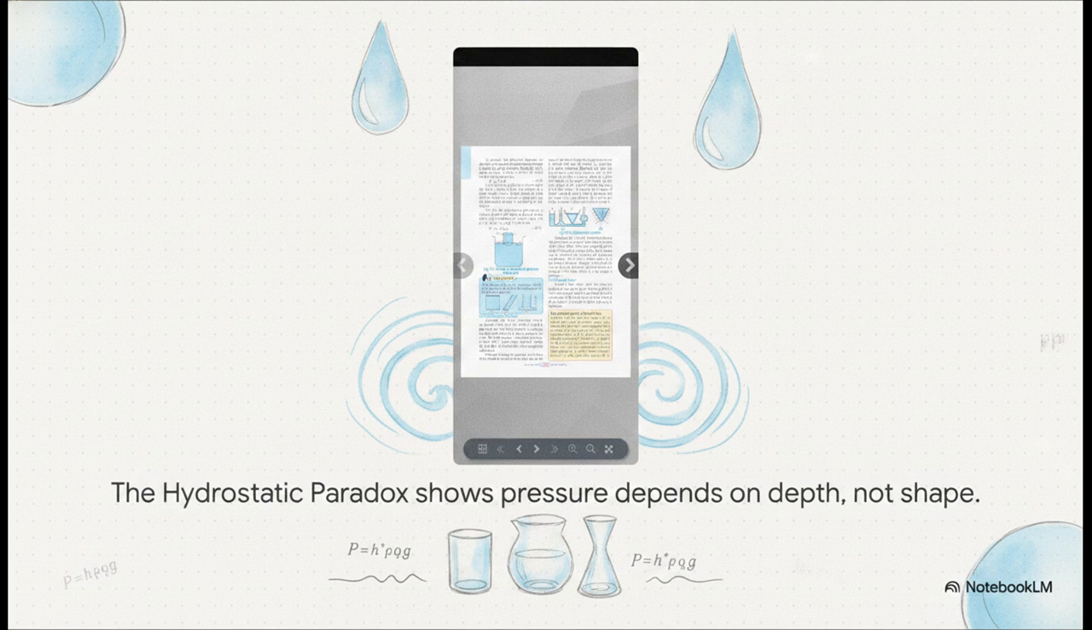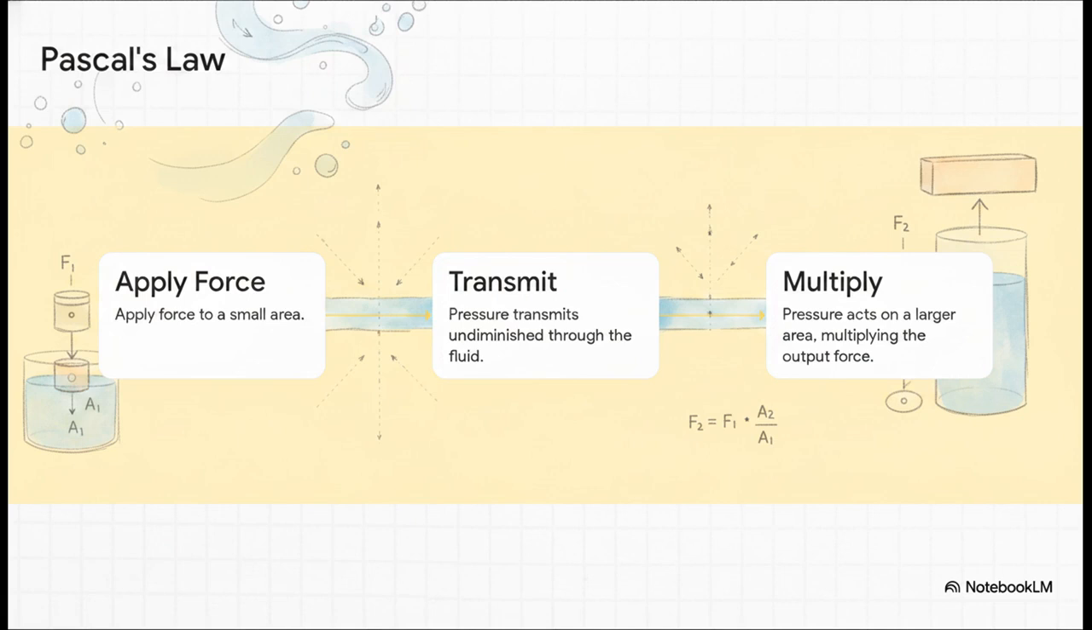If this pops up on your exam, here's how you get full marks. State the formula, pressure equals height times density times gravity, and clearly emphasize that horizontal shape variables do not matter at all. And that logic translates perfectly over to Pascal's law, which states that pressure applied to an enclosed fluid is transmitted equally and undiminished to every single part of that fluid.